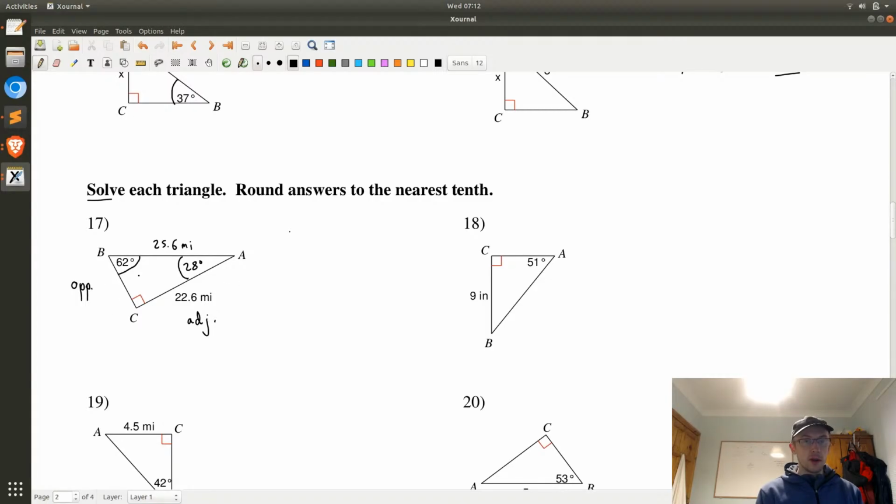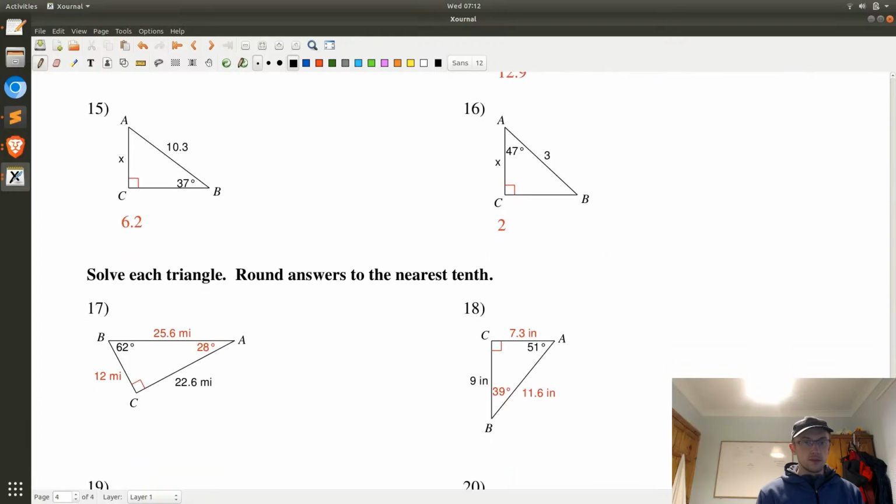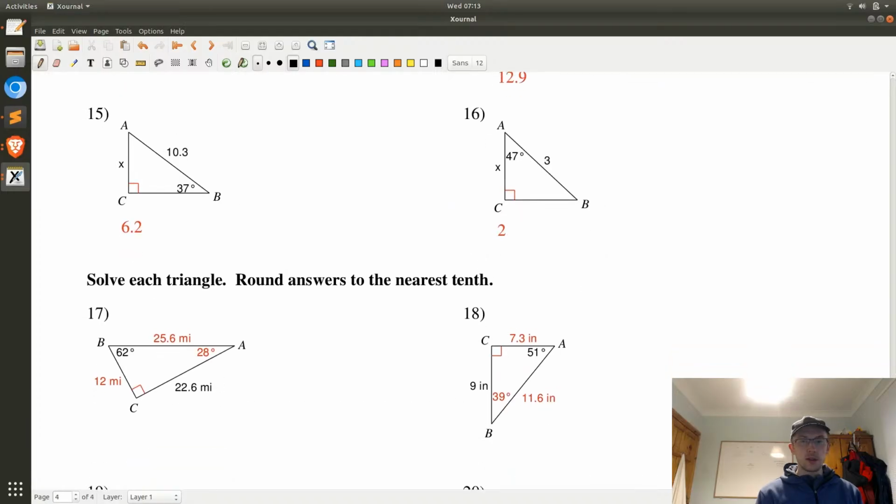Now for the opposite side, we're given the adjacent and we want the opposite. So of course we use TOA. So tan of 28 degrees equals the opposite divided by 22.6. So 22.6 times tan of 28 equals 12.0 miles. So that triangle there is solved. Indeed, there it is, completely solved.